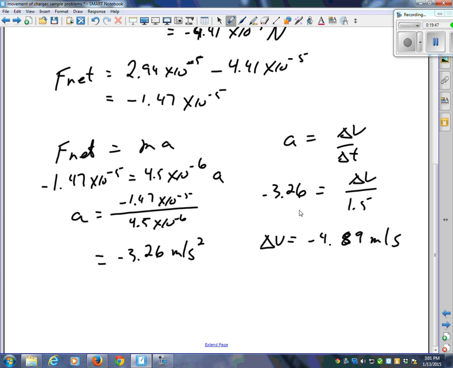Now, if the change in velocity is minus 4.89 and the initial velocity was 0, well then that means that the final velocity is minus 4.89. So there's an answer and there's an answer.